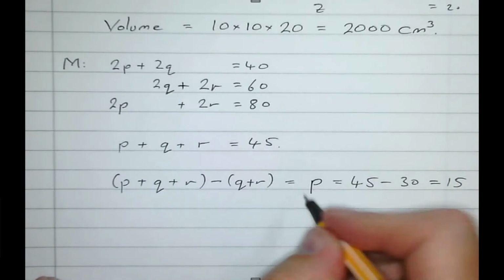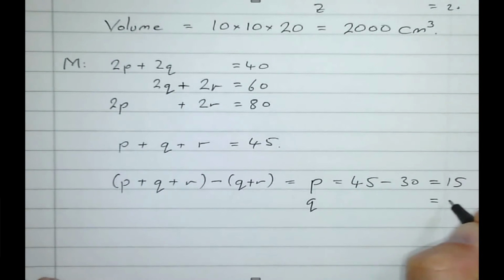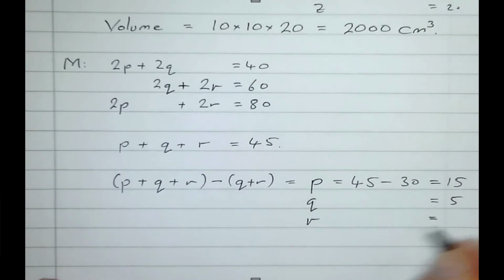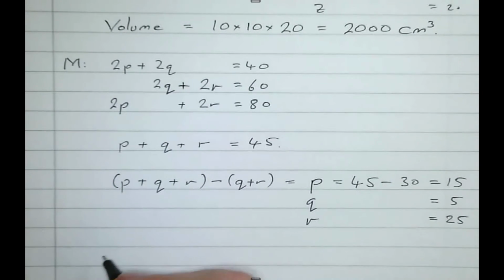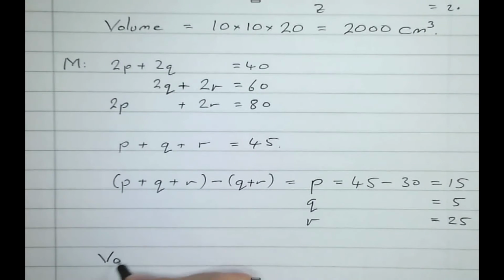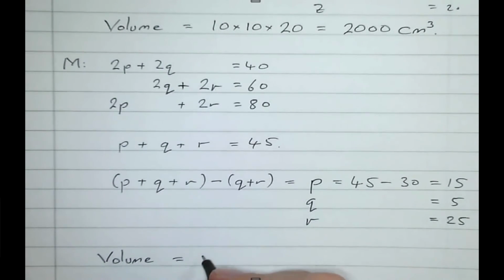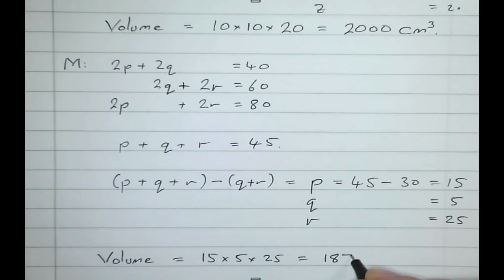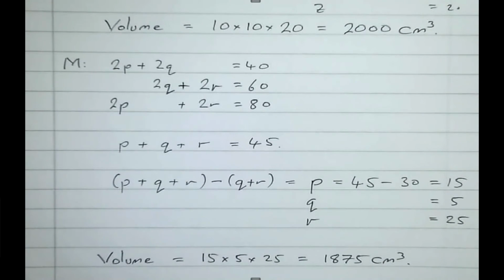Right, and again, you don't now need me to go through all this gory detail. Q turns out to be 5, R turns out to be 25, and so the volume in this case will be 15 times 5 times 25, and that is 1,875 centimetres cubed.